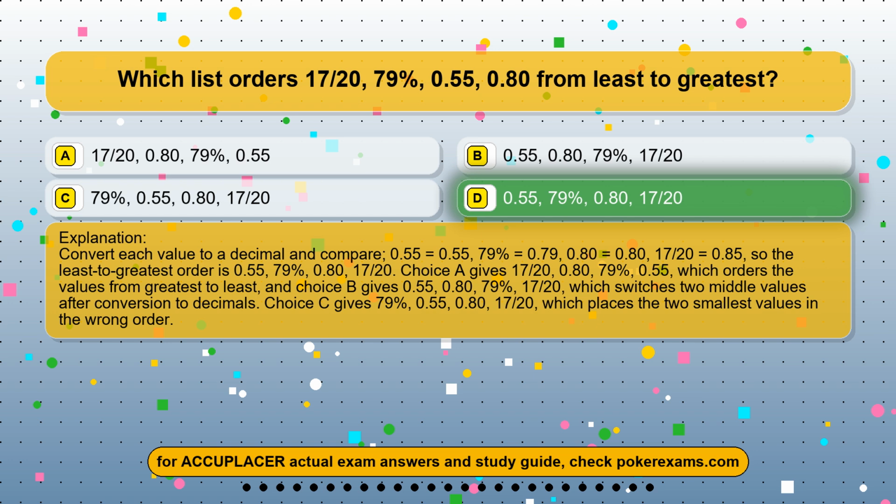Choice A gives 17/20, 0.80, 79%, 0.55, which orders the values from greatest to least, and choice B gives 0.55, 0.80, 79%, 17/20, which switches two middle values after conversion to decimals. Choice C gives 79%, 0.55, 0.80, 17/20, which places the two smallest values in the wrong order.